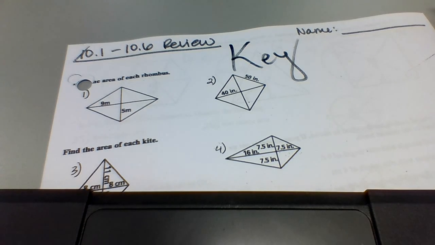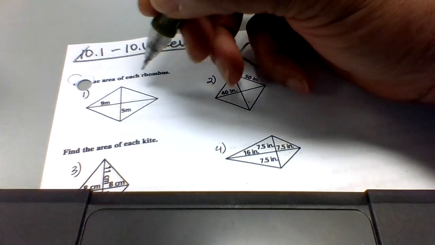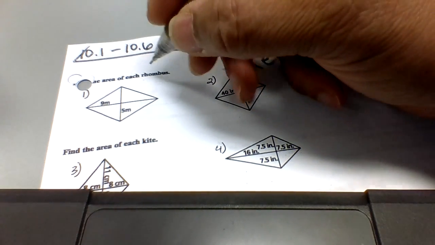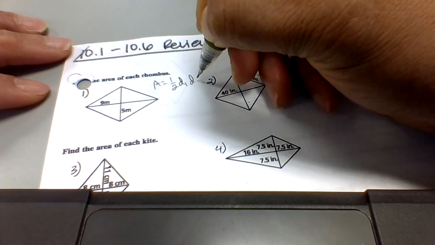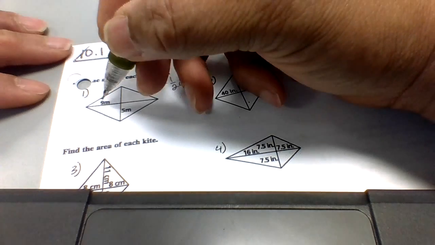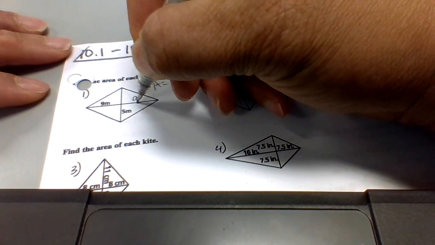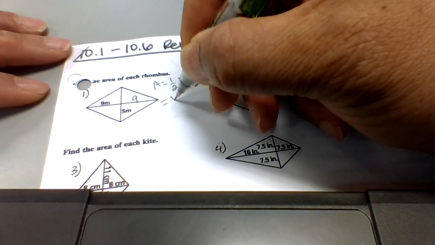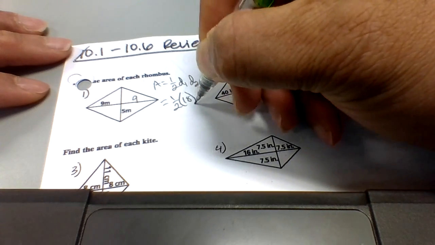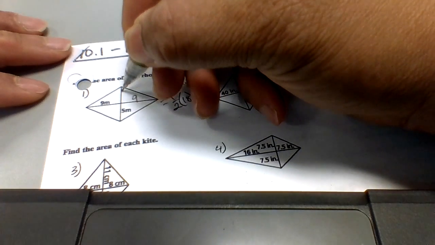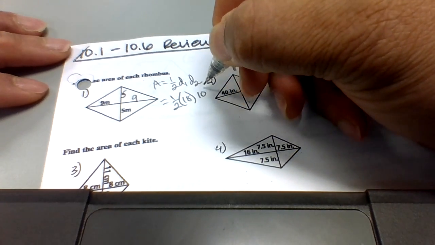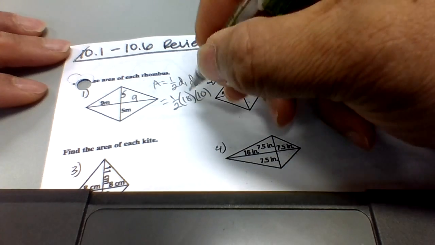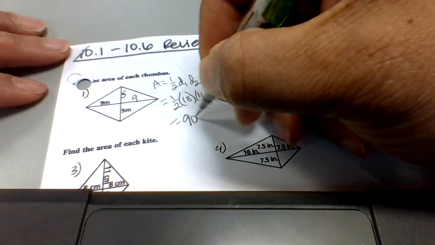This is a review for sections 10.1 through 10.6. If we take a look at the rhombus, our formula is area equals 1/2 D1 D2, where D stands for the diagonal. So this is 9 going across here, and this is another 9, so that's 18 all the way across. So 1/2 times 18. And because this is 5, then this is another 5. So that's 10 going all the way across. So half of 18 is 9. 9 times 10 is 90. So 90 meters squared.